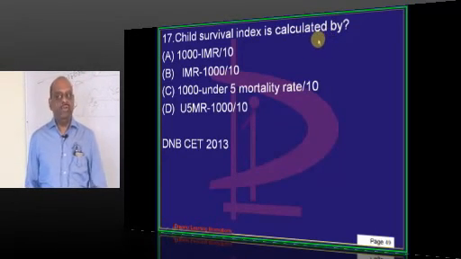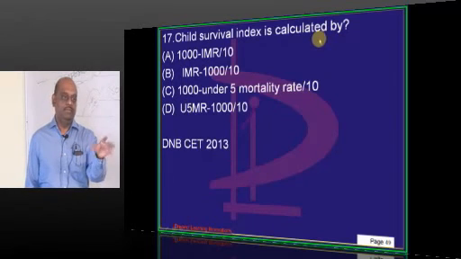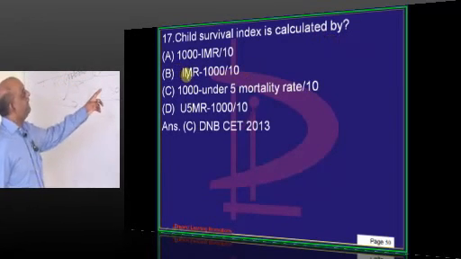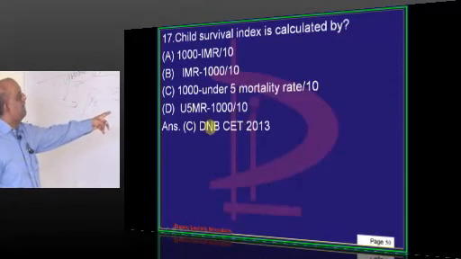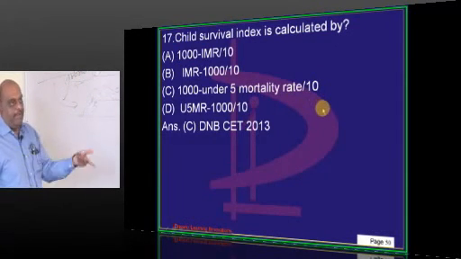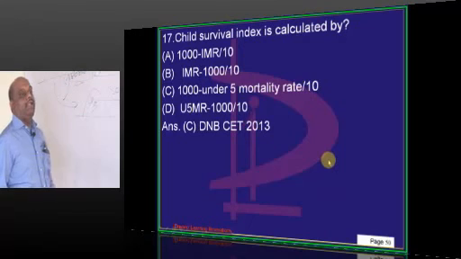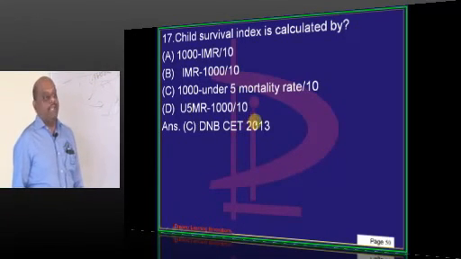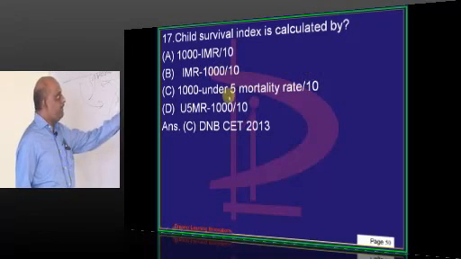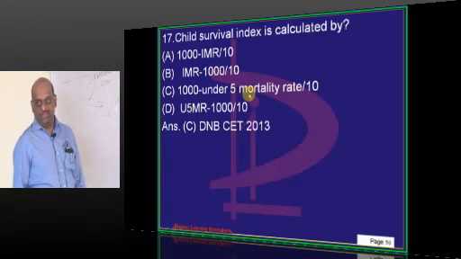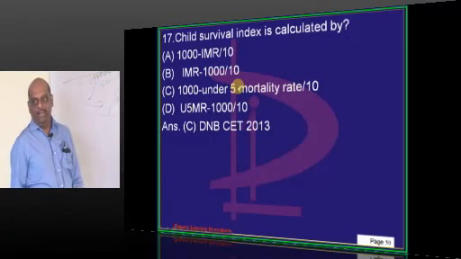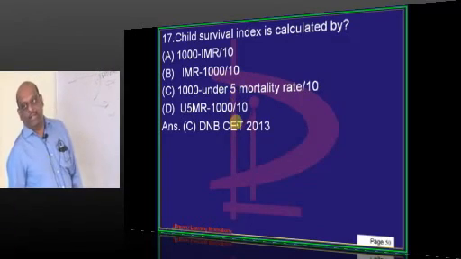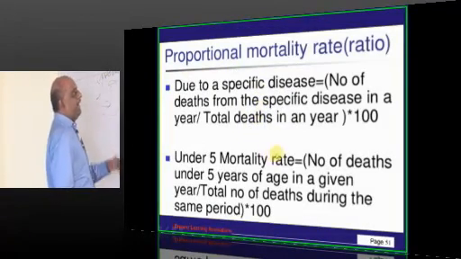If you don't know the formula, then even if you look at the sky, you will see nothing. 1000 minus under 5 mortality divided by 10 will give you the child survival. How many children have survived beyond their 5th year of life comes from under 5 mortality basically. So 1000 minus under 5 mortality, that value divided by 10. The examiner is going to give you under 5 mortality and ask you to calculate child survival rate in tomorrow's exam.